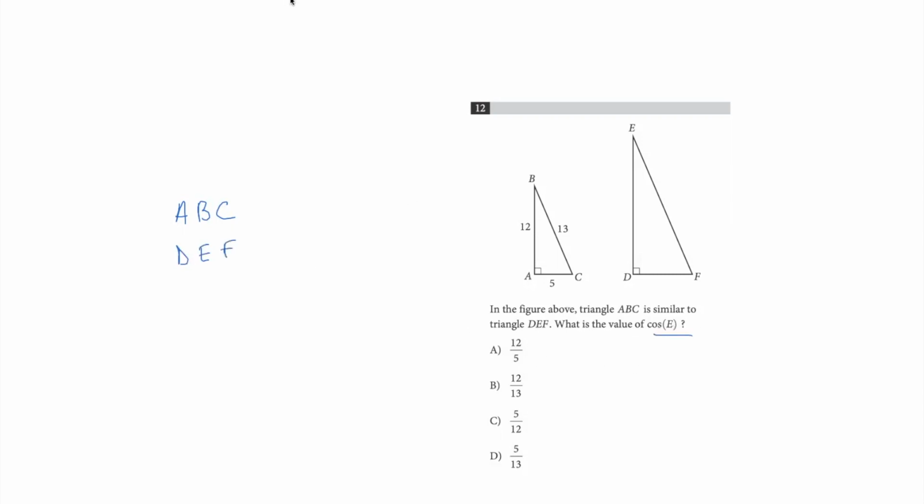Look, for question 12, they say triangle ABC is similar to triangle DEF. If they are similar, cosine E is the same as cosine B. Cosine is adjacent divided by hypotenuse. It is 12 over 13. B is correct.